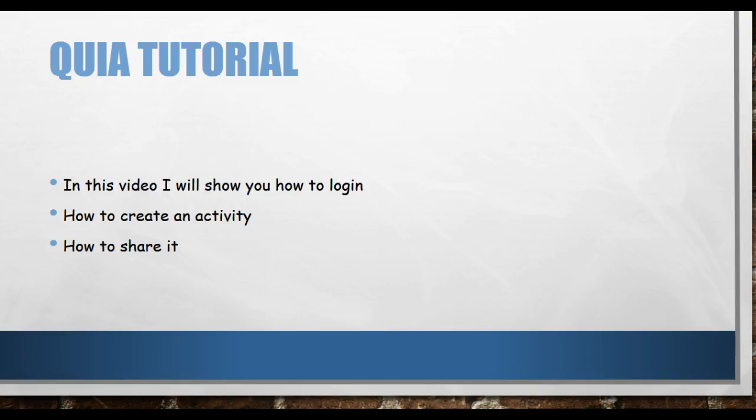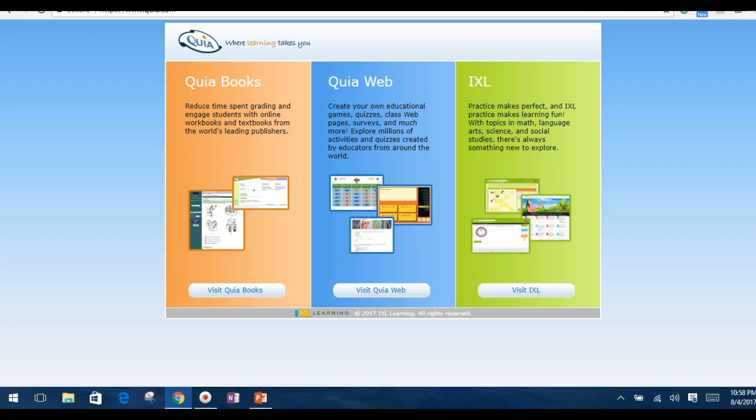In this video, I will show you how to log into the website, how to create an activity, and how to share it. First thing you need to do is follow the link to the website or just log into quia.com and you'll come to this page. You're going to click on the middle column, Visit Quia Web, click the button.